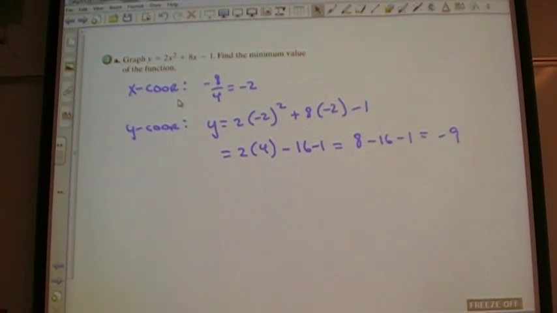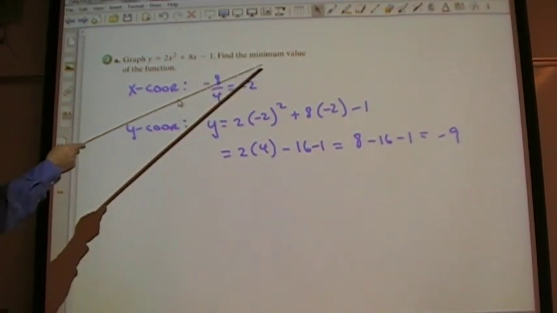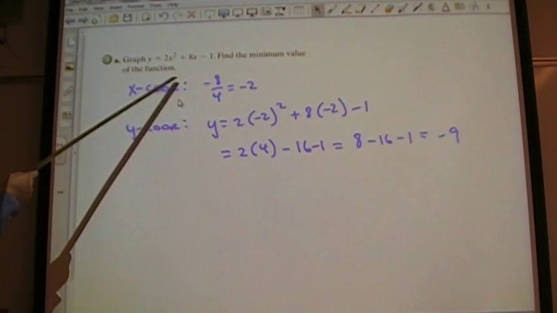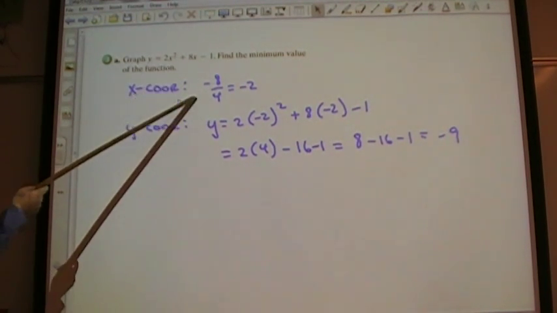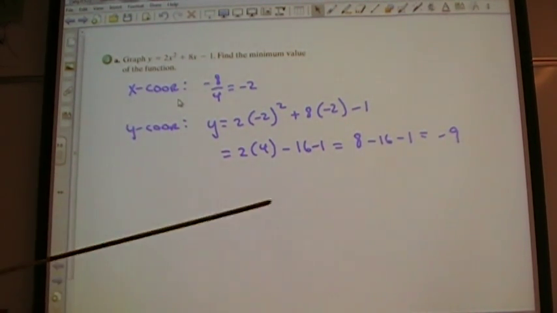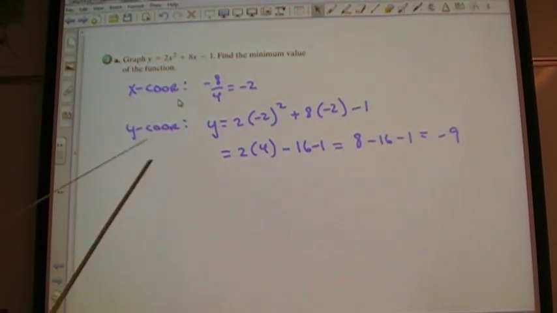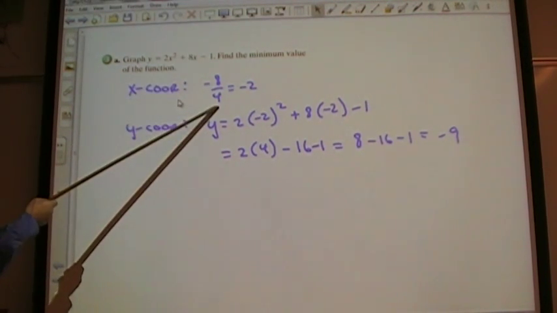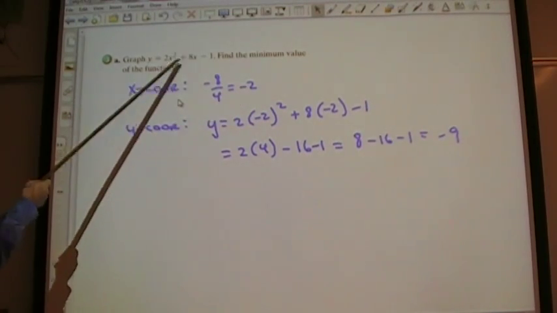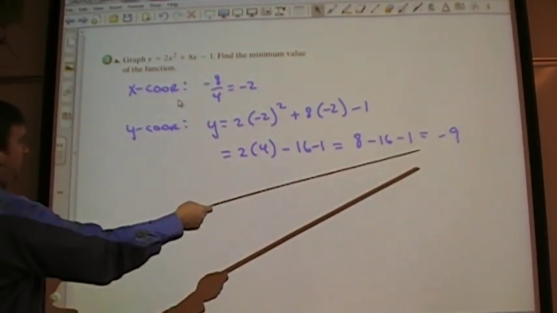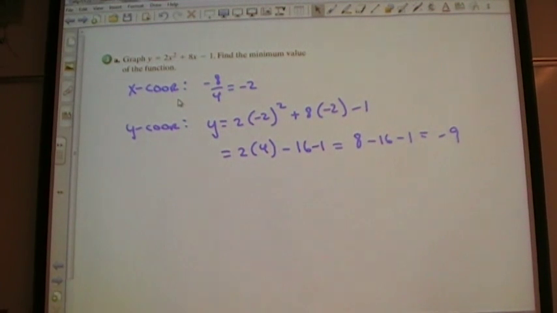Right? So graph the function, we know how to do that. Find the minimum value. They tell you that you're looking for the minimum value, so you know the graph opens up. We should know that anyway because A is positive. So all you have to do is find the vertex. So we still find the x coordinate, negative b over 2a. Get negative 2, plug negative 2 back in. You end up with negative 9 as the y coordinate of the vertex, which is also the minimum value of the function. You only want the y coordinate.